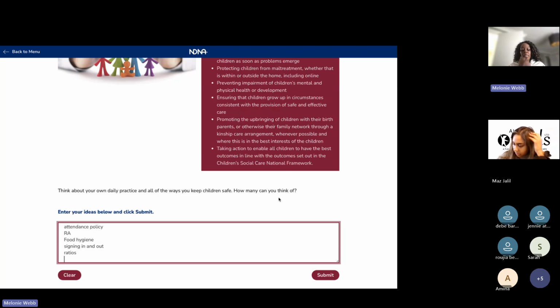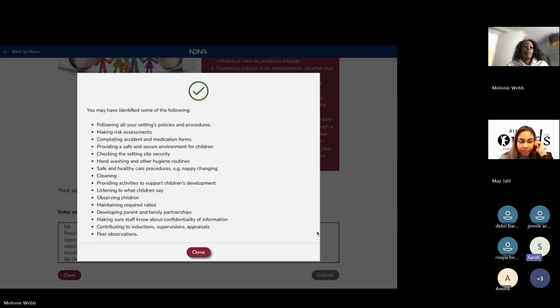Yep. Anyone else wanting to add anything? Routine. Accident and incident forms. Yeah. DBS checks. Yeah. Thank you. Also, maybe we have peer observations as well. Yeah, all of that. Peer observations, the supervisions, the one-to-ones that you have. These are all different safeguarding measures to help support staff to get the best outcomes for children.